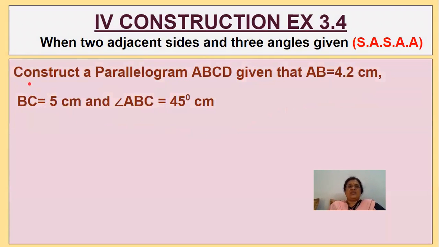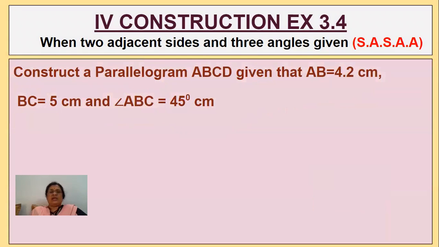Here the parallelogram ABCD is given. You have to draw a parallelogram. You know the properties regarding a parallelogram: the opposite sides will be parallel, the opposite sides will be equal, and the opposite angles should be equal. So in this parallelogram, AB is given, BC is given, and one angle is given, and we don't know the other two angles. Let us find out the two angles.